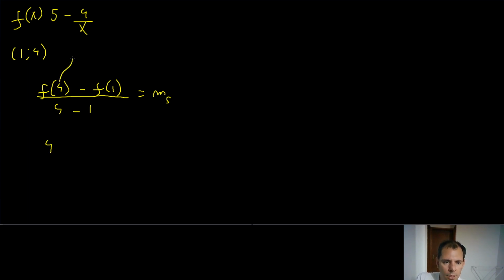Okay, plug in this 4 in here and find the value of y. So 5 minus 1, 4, minus, when this is 1, is going to be 1 here, divided by 4 minus 1. So this is 1. Okay, so this equals 1.